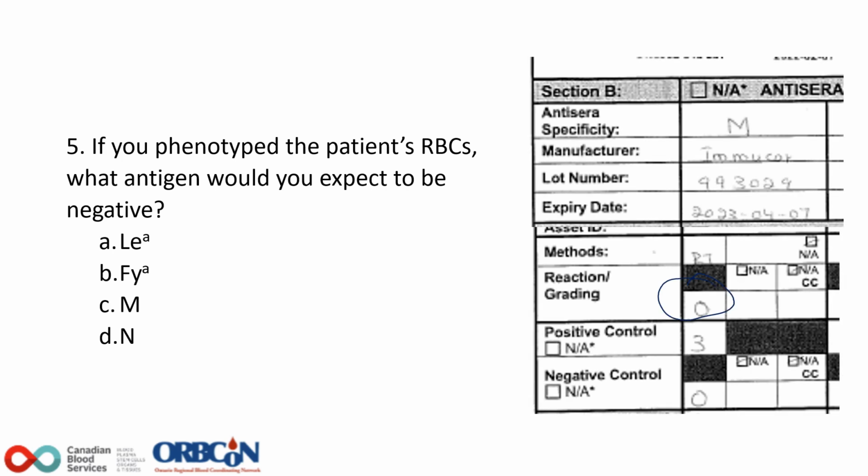You can see the grading was negative with an M monoclonal, positive control was good, negative control was good. So this is a valid test, and we would expect that the patient would have no M antigen because they formed the alloantibody.